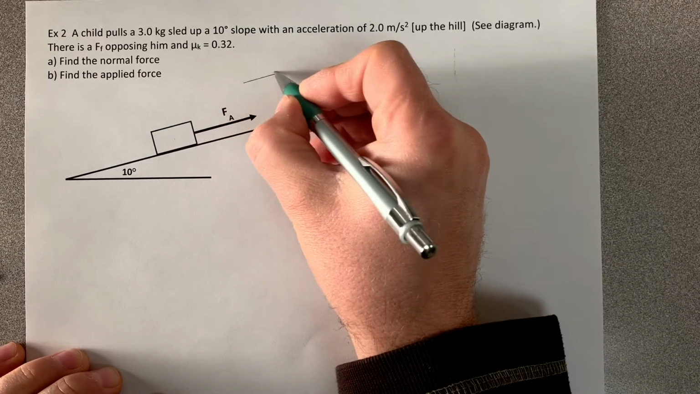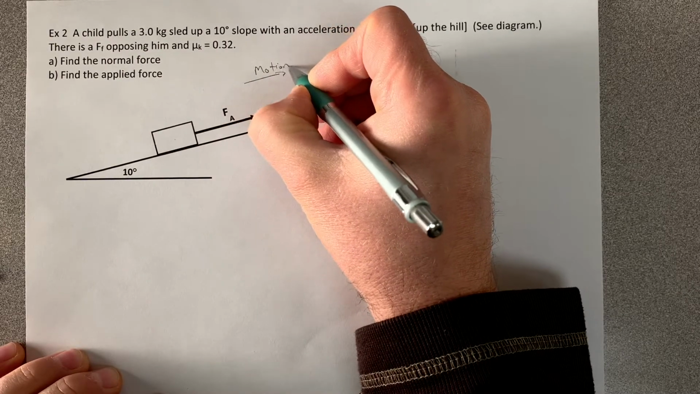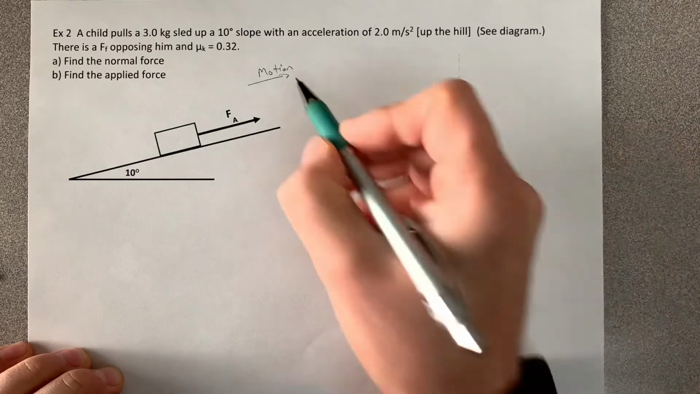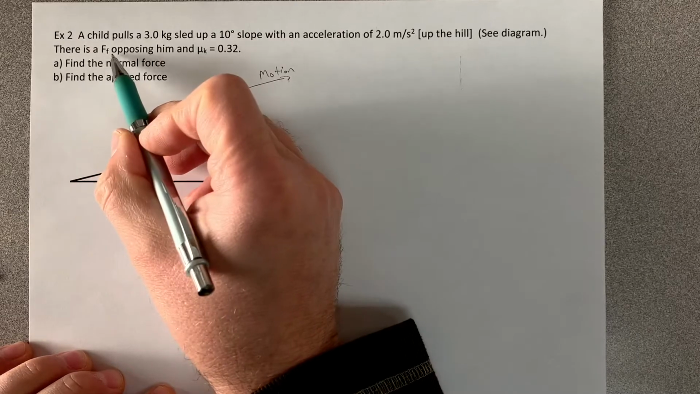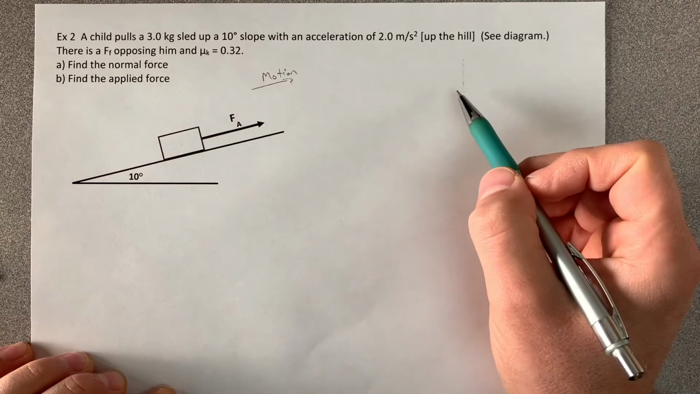I'm going to make an assumption here. It doesn't actually say this in the question, but I'll assume that the motion is in the direction that the child's pulling and the acceleration is going. I think that kind of makes sense, or at least that's a typical situation. It does mention that there's a force of friction opposing him. We don't know what the value of friction is, but we do know mu.